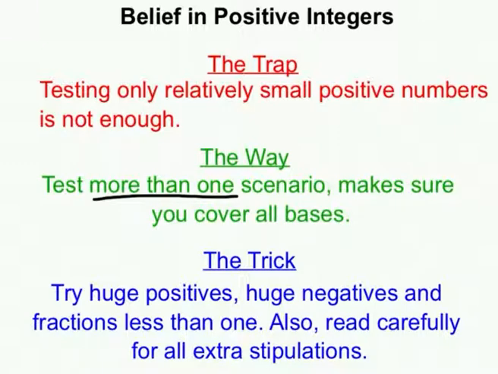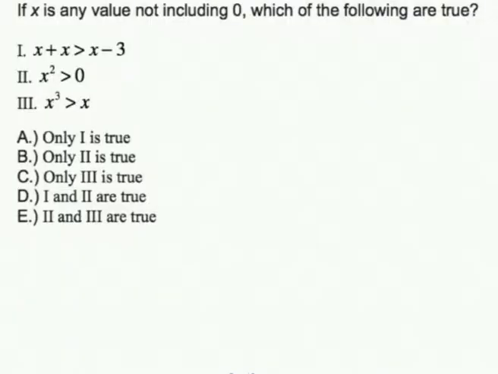So if I'm asked to test, the way I'm going to do this is I need to test more than one scenario and I need to cover all my bases. So what that means for me is I need really big positive numbers, really big negative numbers, and then also fractions. The thing we forget to try that sometimes reveals an answer is trying fractions. We want to choose things close to 0, so less than 1, because that's what can really mess up a scenario.